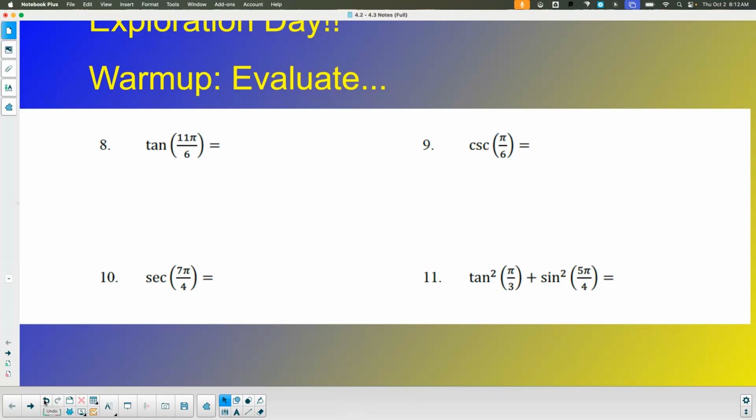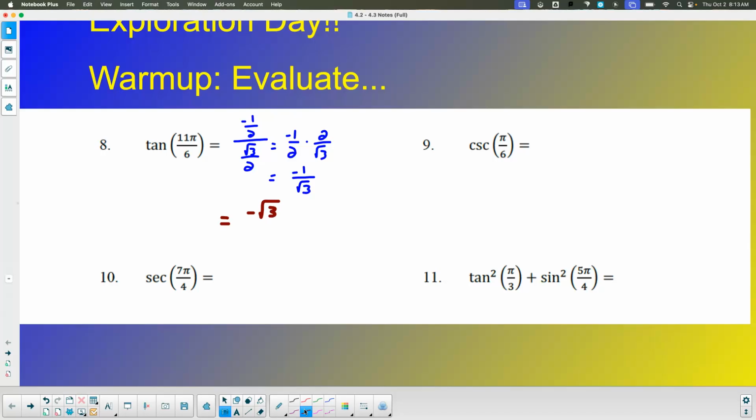Tangent is y over x. So at 11 pi over 6, that would be negative 1/2 divided by the square root of 3 over 2. If we do a little keep, change, flip, that's going to be negative 1/2 times 2 over the square root of 3, which is negative 1 over the square root of 3, which after we rationalize the denominator becomes negative square root of 3 over 3. Agree? Okay.